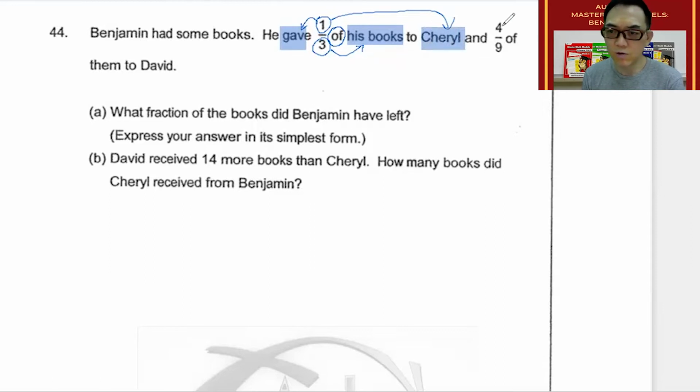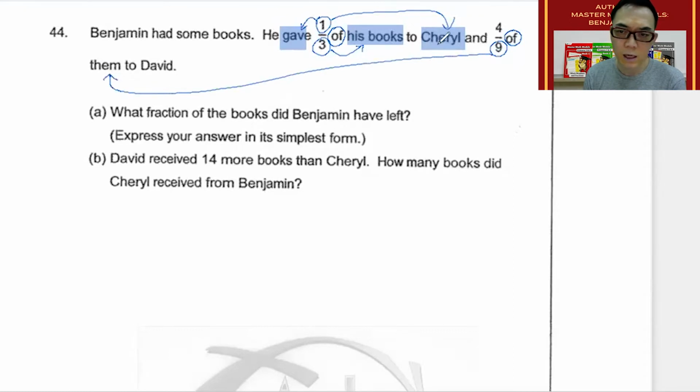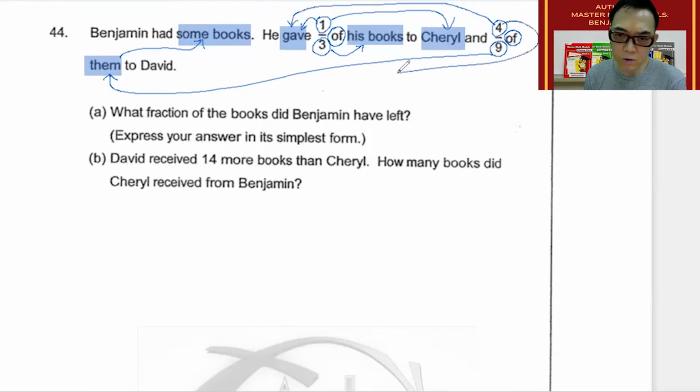Next, we have the fraction 4/9. It says 4/9 of them to David. So again, we do the same thing. We circle the denominator, and we point the denominator to the words after "of". In this case, the word is "them", and the "them" refers to the books. And the 4 is then what he gave to David. All right, so we can point this to David.